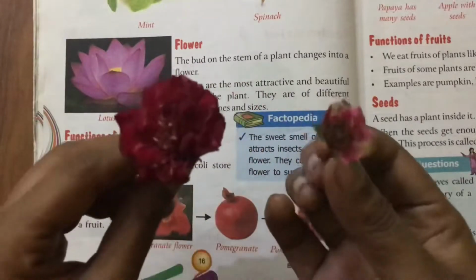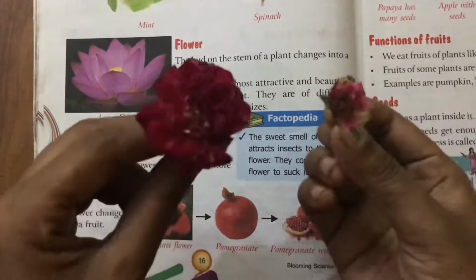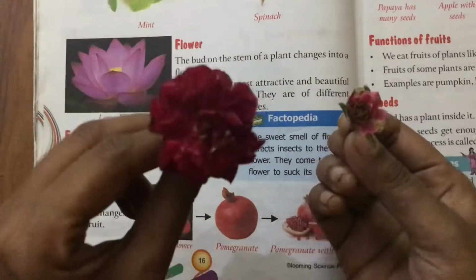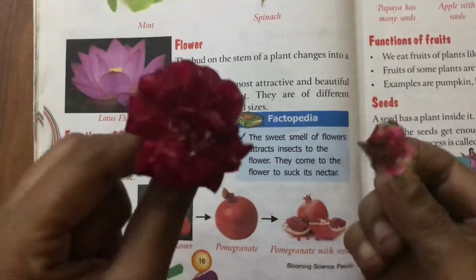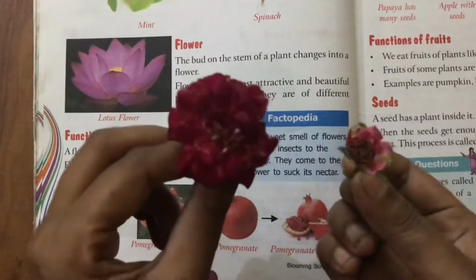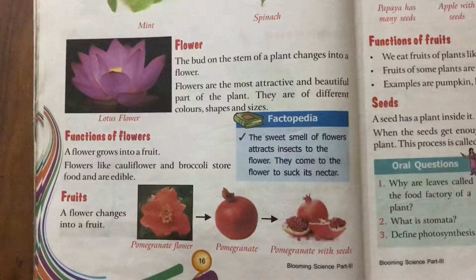Can you see, children? Bud. This is a bud that grows on the plant, on the stem, and later on it changes into a beautiful flower. Flowers are a very beautiful part of a plant, children. They are of different shapes, different colors and different sizes.